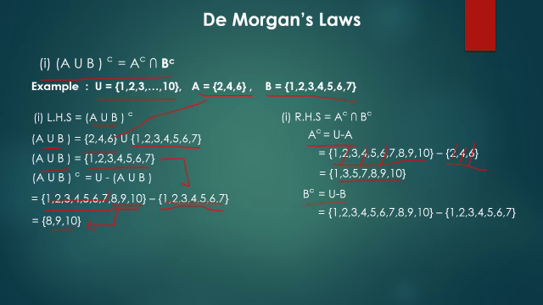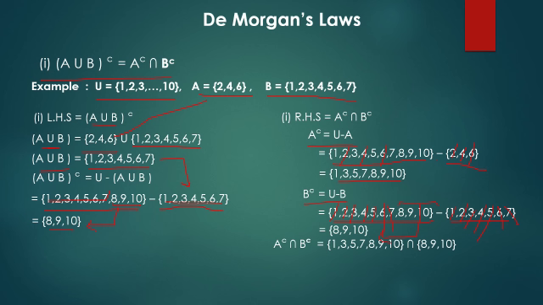B complement is the universal set minus B, universal set minus the set B. Again, common elements, cut down them. 1, 2, 3, 4, 5, 6, and 7. So the remaining elements are 8, 9, and 10. This is B complement.